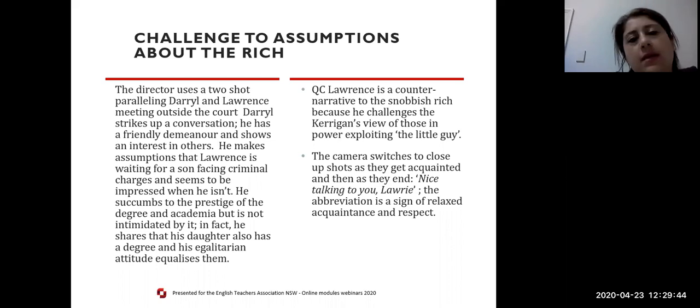What we see here though is a very down-to-earth Aussie. We see a lawyer who shares an egalitarian attitude, equal, everybody's equal. And so we warm to QC Lawrence in the way that we don't warm to the lawyers with their nuanced language. So what we see here is two fathers connecting. We don't see social class, and that's their identity in that moment.